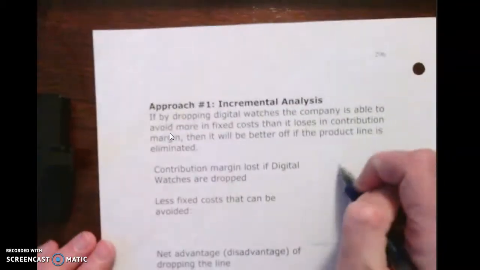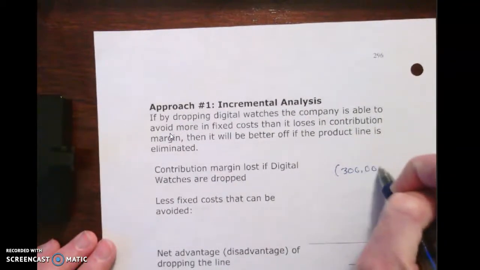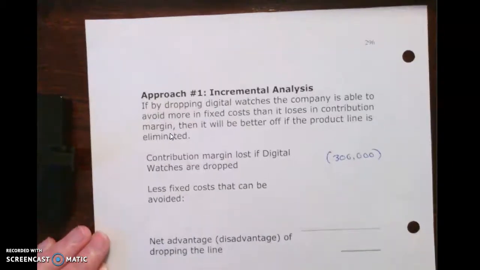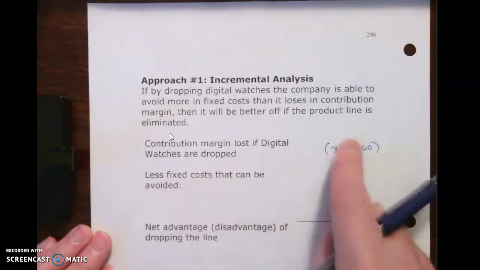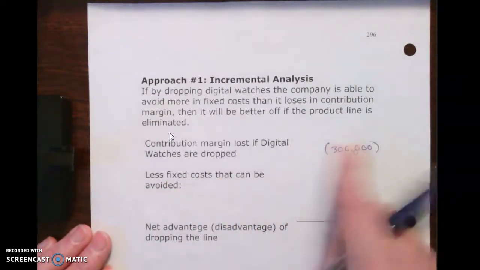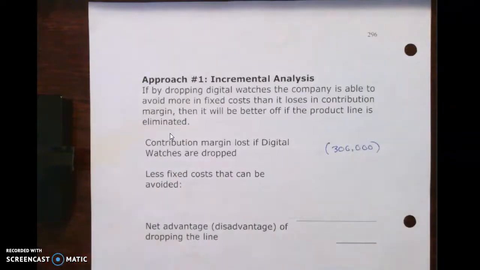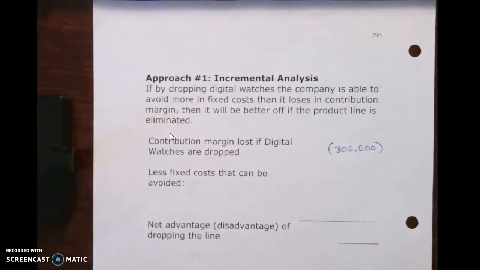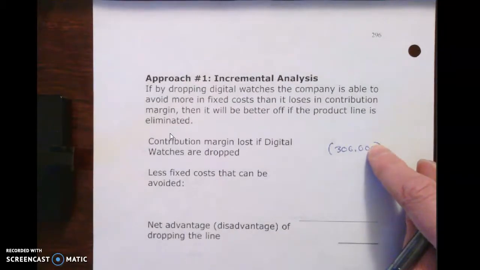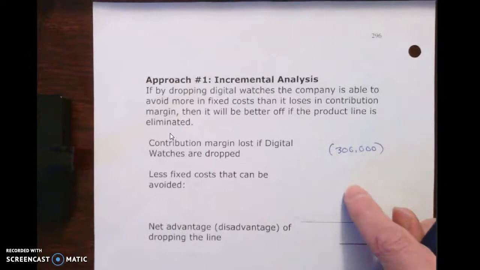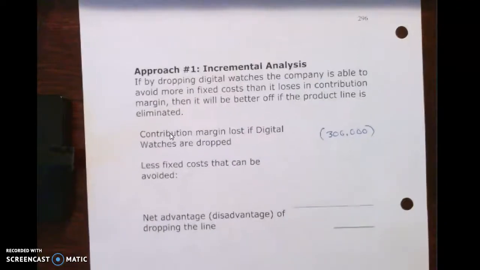So I can come over here and say, all right, I'm losing my $300,000 in contribution margin. Then I can compare that to the costs that I can avoid. Basically, these are the costs that will go away. So if my cost savings are more than the contribution margin that I lose, then I save more in terms of cost than contribution margin. Maybe it's something I should do. On the other hand, if my contribution margin that I lose is more than my cost savings, it's not something I want to do.